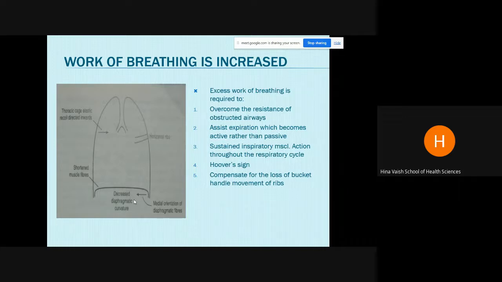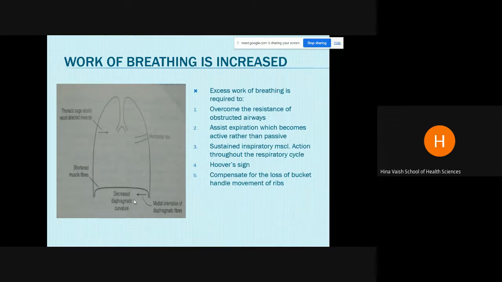And also the muscles are neither relaxed, so they are maintained in a shortened state. So the diaphragm will not work in complete relaxation. And the third thing I said is that Hoover's sign will become positive.